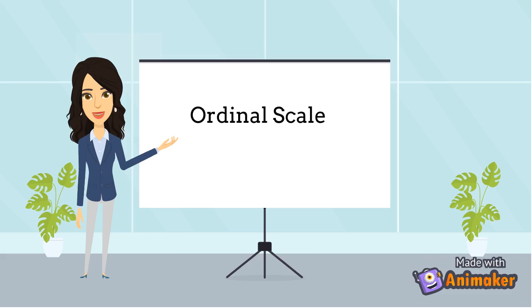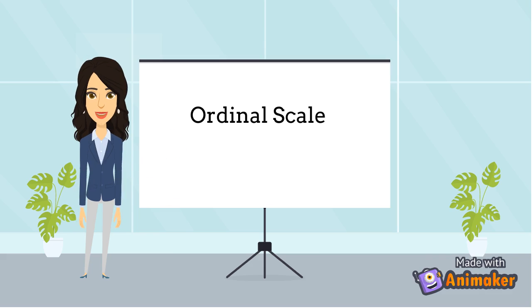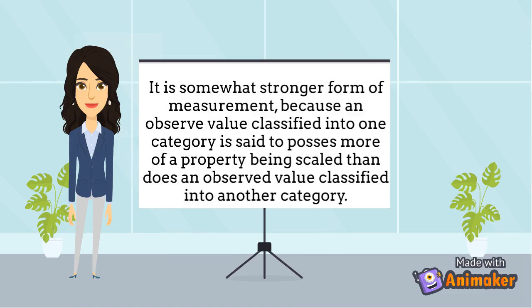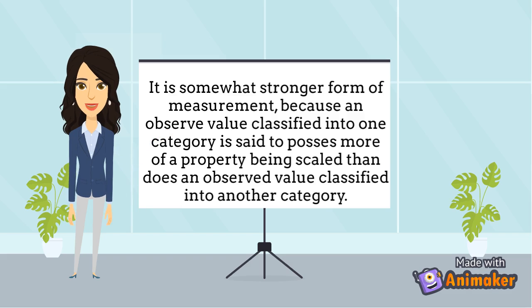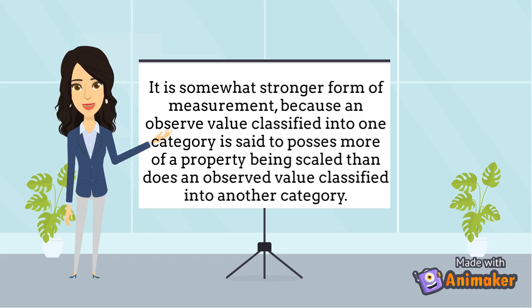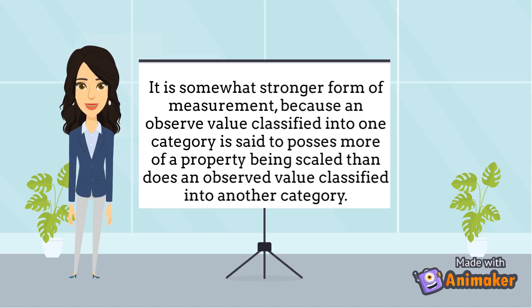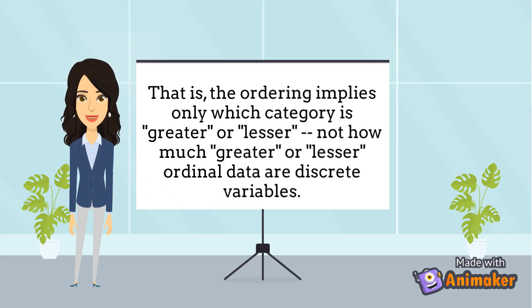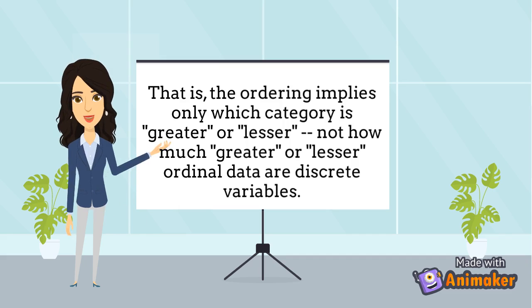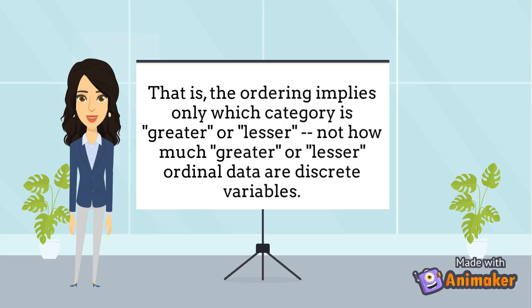Two. Ordinal scale. One in which data are not only classified but also ordered in some way, high to low or least to most. It is used in ranking. It is a somewhat stronger form of measurement, because an observed value classified into one category is said to possess more of a property being scaled than does an observed value classified into another category. That is, the ordering implies only which category is greater or lesser, not how much greater or lesser. Ordinal data are discrete variables.